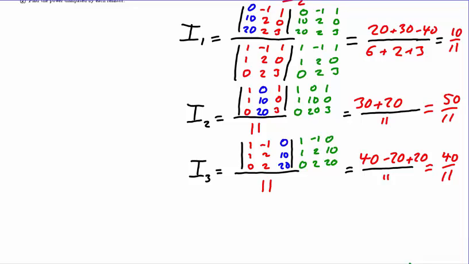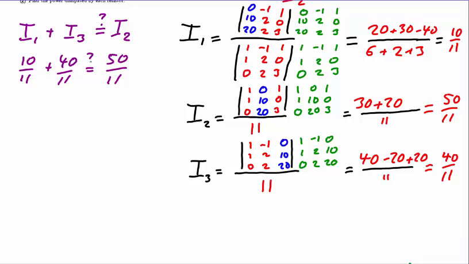The easiest of these three equations is the junction equation, which I'll copy here. I've put a question mark above the equal sign to indicate that I'm performing a test. I will plug in I1 and I3 on the left, and I'll ask whether it equals I2. Putting all three values in, we see that we're asking whether 10 over 11 plus 40 over 11 is equal to 50 over 11? And the answer is a resounding yes.